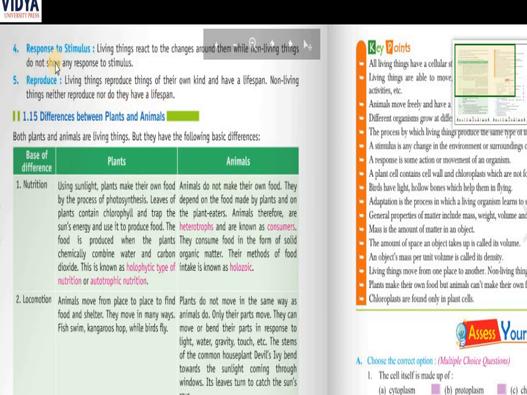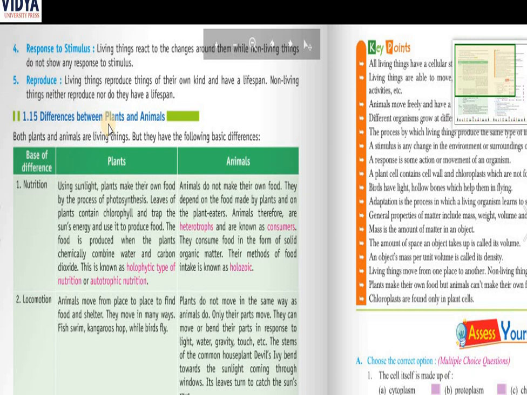So, fourth, response to stimulus. It means to react to the change in one's surroundings. Living things do react to the changes around them, while non-living things do not show any response. Reproduce. Living things produce their same kind and have a lifespan, which means they live for a certain period of time, and non-living things neither reproduce nor do they have a lifespan.